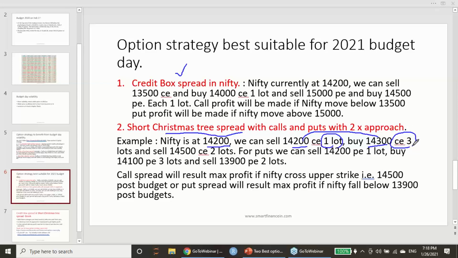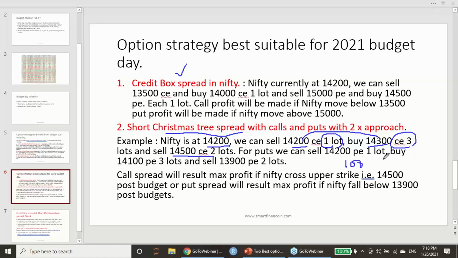Do not get confused between the butterfly strategy and the Christmas tree strategy. Butterfly strategy is completely aligned, but Christmas tree strategy is slightly different. In butterfly you have 1, 2 and 1. Here you have 1, 3 and 2. So the proportion is different. Here you sell 14,200 call one lot, you buy 14,300 call options 3 lots, and you sell 14,500 call option 2 lots. So here X is 100.